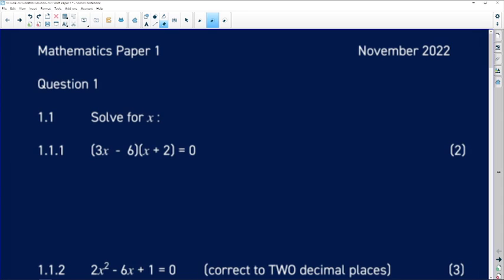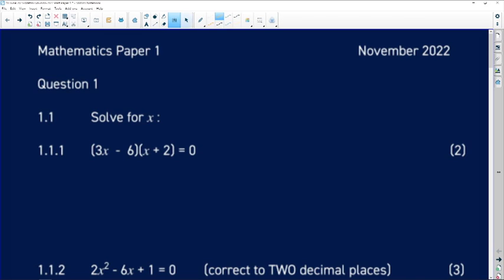All right, guys, let's take a close look at the first question, which is question 1. So question 1.1 reads as follows. It says solve for x. We are given (3x - 6) multiplied with (x + 2) is equal to 0. Now we're going to apply what we call the zero factor law.